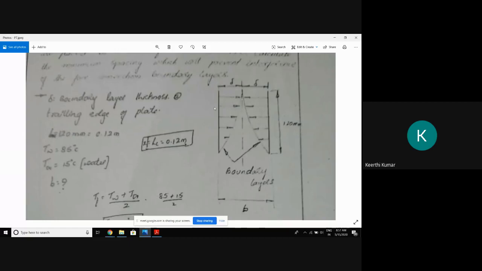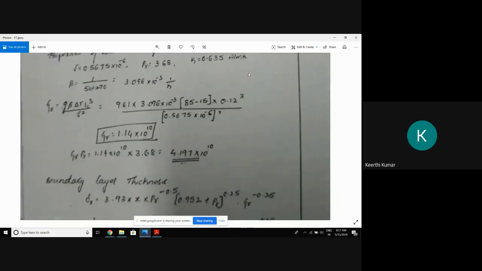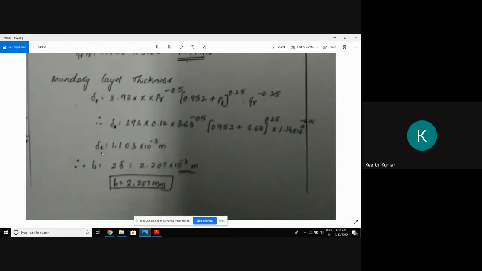If I want the total gap between the two plates, the same pattern will be there at the other plate also. So 2 into that delta gives the total thickness between the plates, or the total gap between the plates. See, the boundary layer at a length of 120 millimeter is 1.103 into 10 to the power of minus 3 meters. So what is the total gap I am supposed to maintain between the two plates so that the boundary layers do not interfere and cross each other? 2 into delta, so it is 2.207 mm. The gap between the vertical plates I am supposed to maintain is just 2.207 mm.